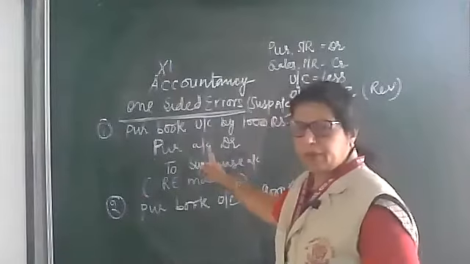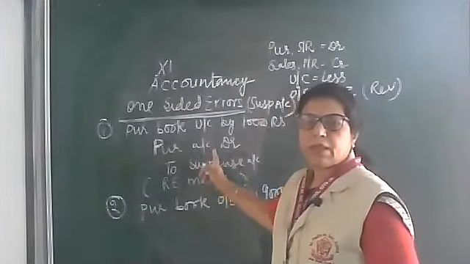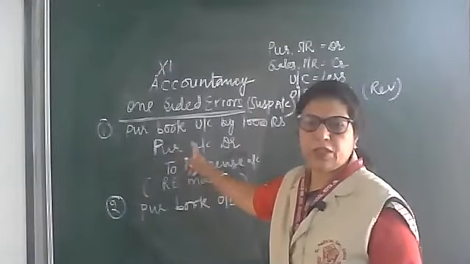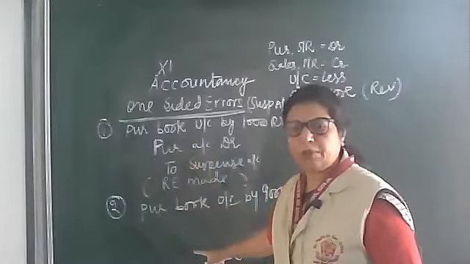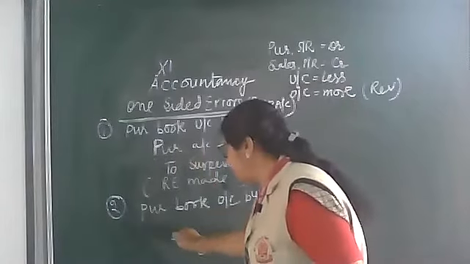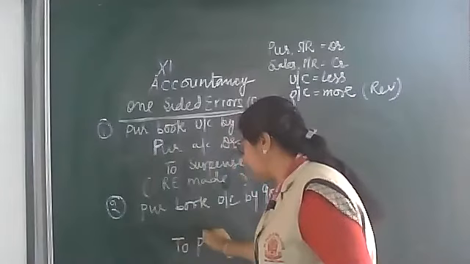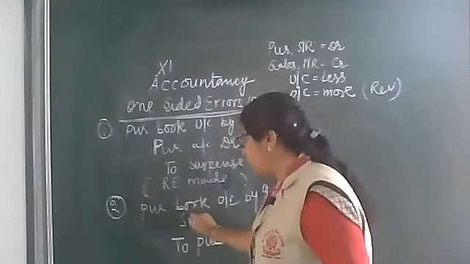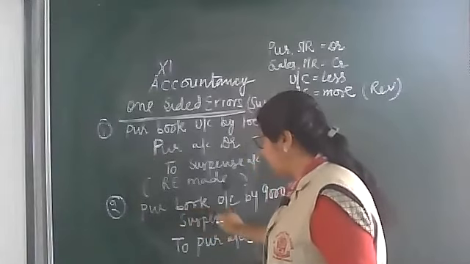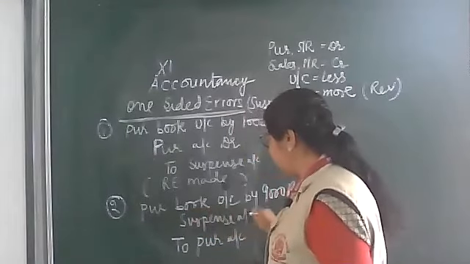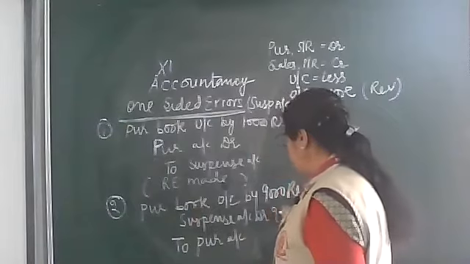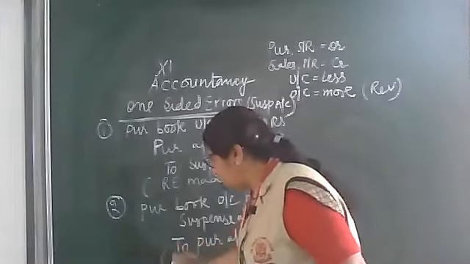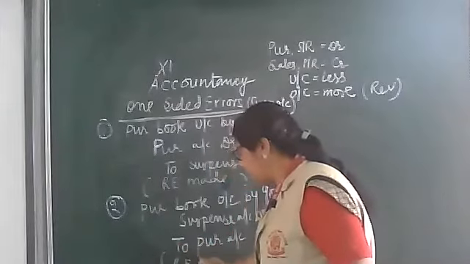So what will be the reverse effect of it? See it. Purchase, which is debited, now will become credited. So here you will write to purchase account. And because nothing is in debit, suspense account debit by 9,000. Narration, rectification entry.